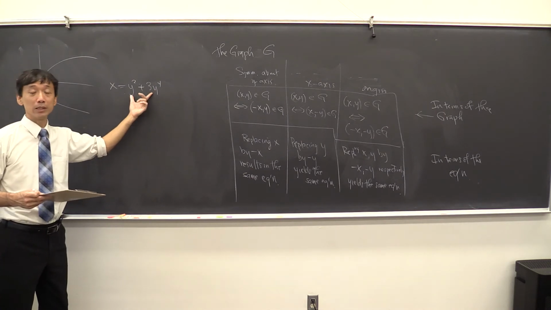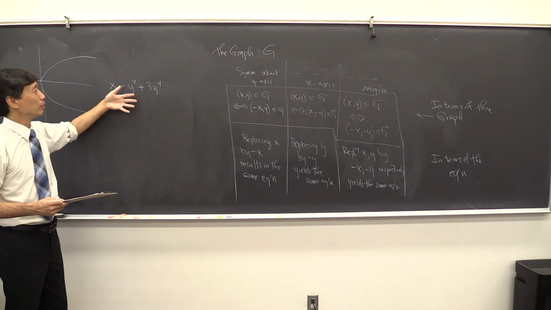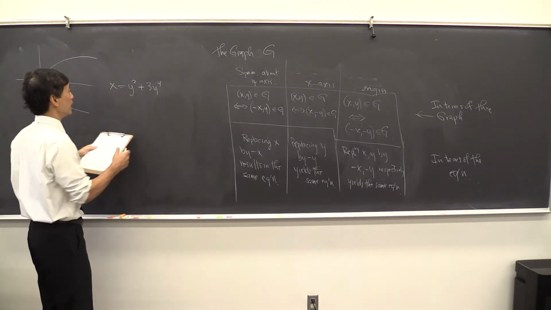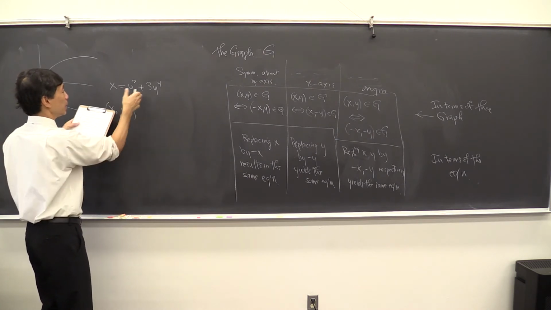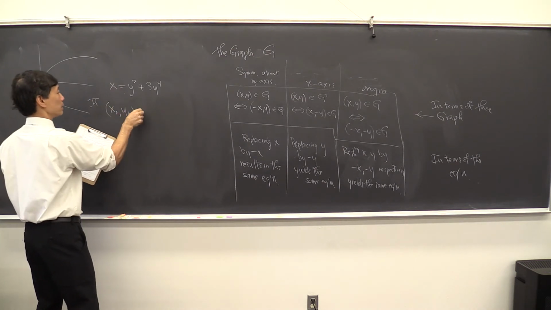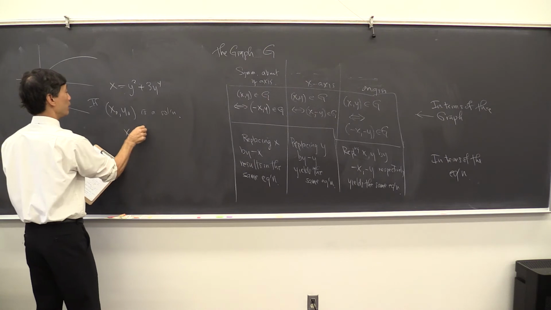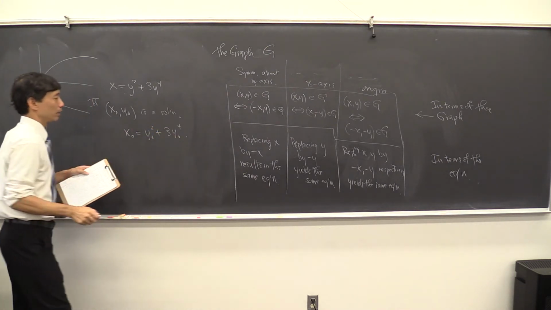You see that this one would also be symmetric about the x-axis, right? Because whenever xy satisfies it, if you have some point x naught, y naught, and you put it in and it satisfies it. So suppose this is a solution, that means that x naught equals y naught squared plus 3 y naught to the fourth, right?